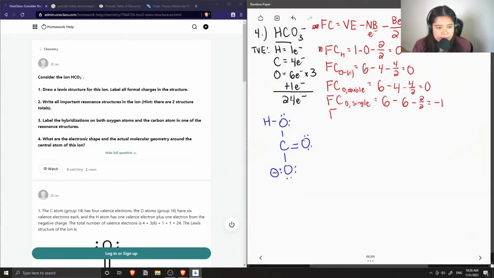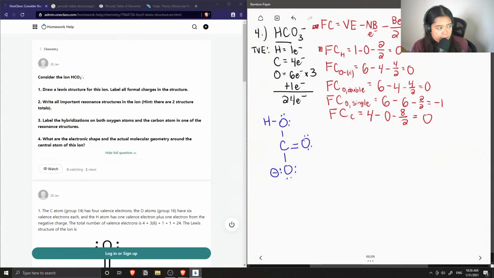And let's also just calculate the formal charge of the carbon, just so that everything is complete. Carbon has 4 valence electrons. There are no lone pairs, so it's 0. And there are 4 bonds to the carbon, so we have 8 bonding electrons divided by 2. So carbon's formal charge is 0. So the only negative charge is on our single bonded oxygen, and this is what causes the negative charge for our ion.